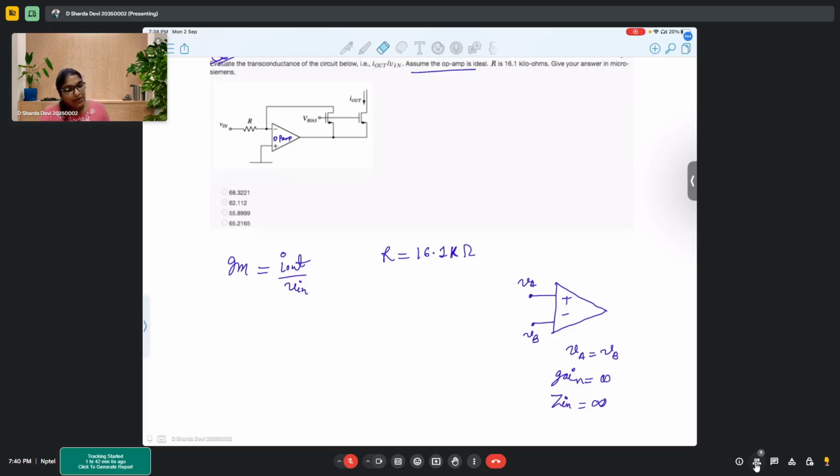So by this, we know that for this terminal, there won't be any current going into the op-amp. Since Zin is infinity, this particular current is zero. So if that current is zero, whatever is the current flowing through this particular resistor, what is the current? So this is I. I is Vin by R, right? So I is Vin by R.